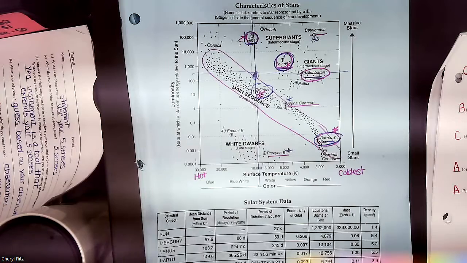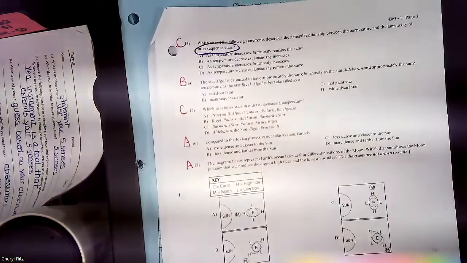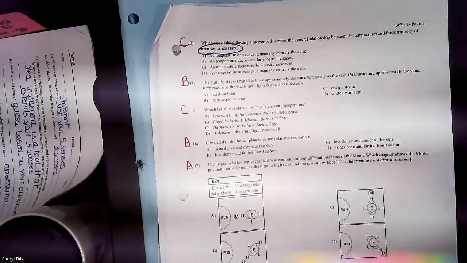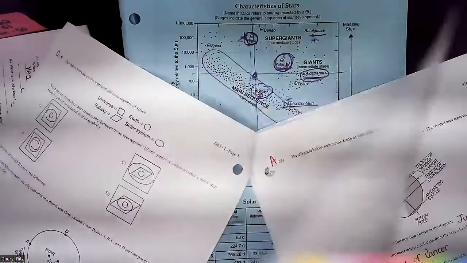Are there any more we should go over besides questions 13 and 15? Everybody, 25? 25.